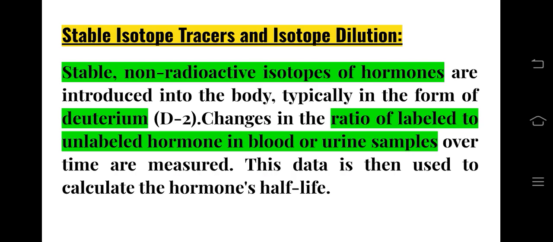Then stable isotope tracers and isotope dilution. Stable non-radioactive isotopes of hormones are introduced into the body, typically in the form of deuterium. Changes in the ratio of labeled to unlabeled hormone in blood or urine samples over time are measured. This data is then used to calculate the hormone's half-life.